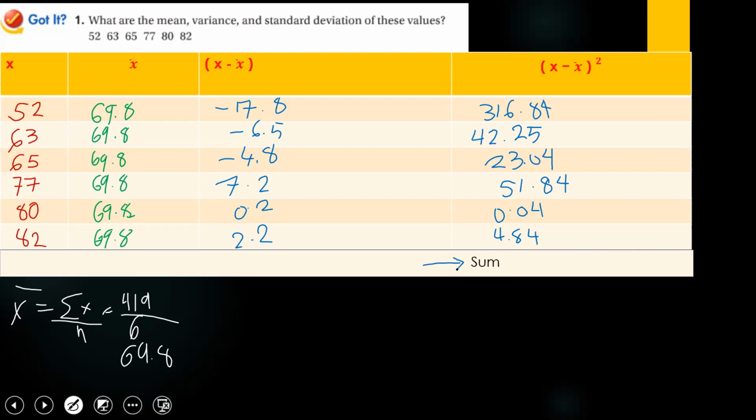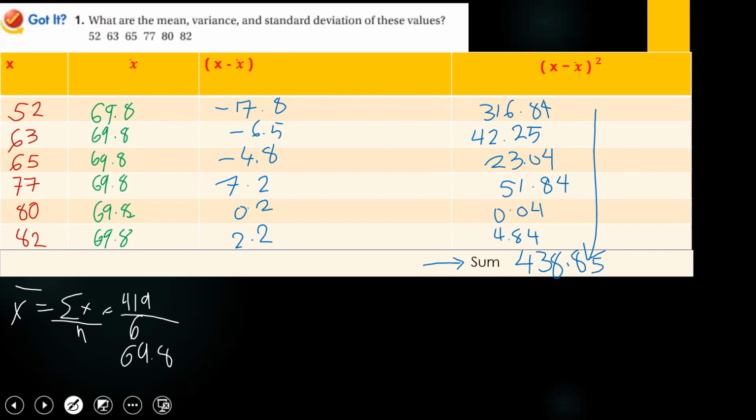I have to find the summation of this column here. So let's add them now as 316.84 plus 42.25 plus 23.04 plus 51.84 plus 0.04 plus 4.84. So what is the summation here? It is 438.85.